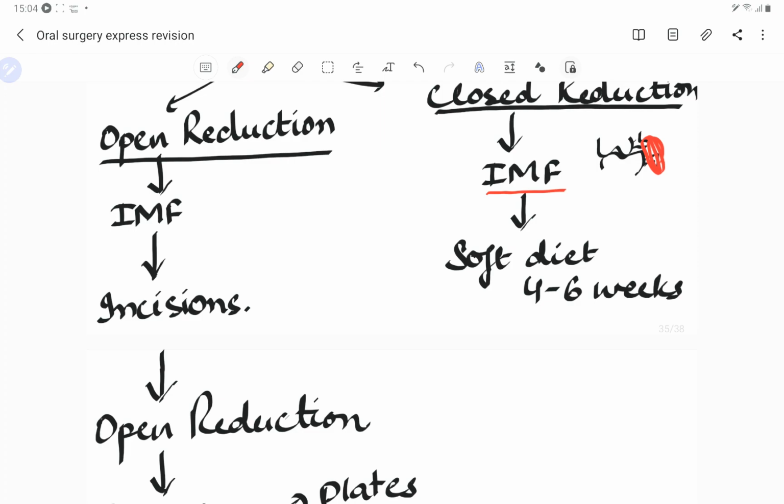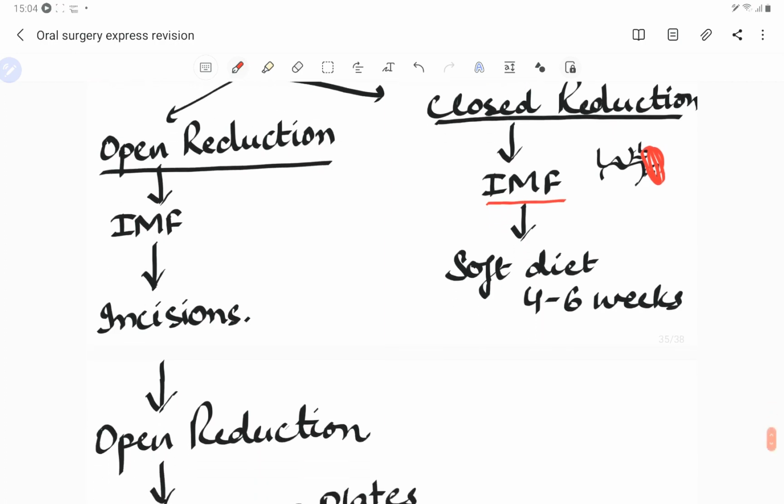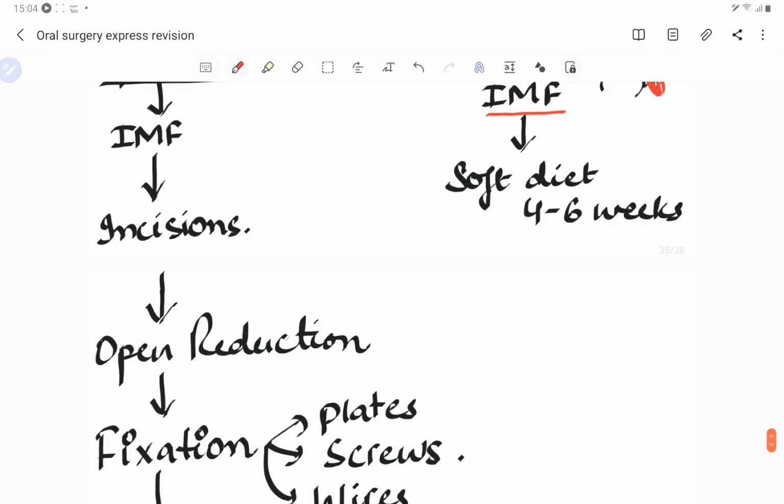Now if this is not successful, if the fracture segments are displaced, they are unfavorable, then we have to go for the open reduction, that is surgically exposing the fracture segments. So first of all, we do the IMF, so that the teeth are already in a closed position. Then we do the incision. There are various methods of incisions.